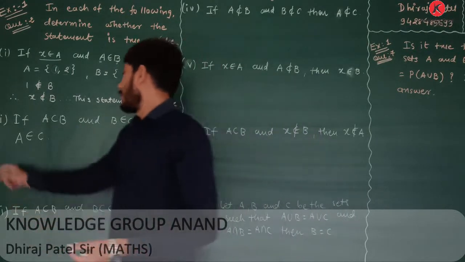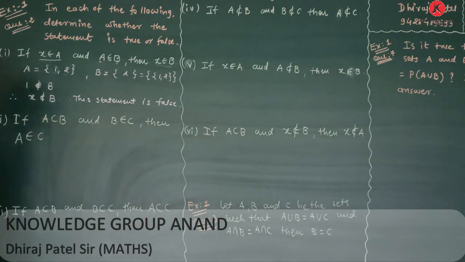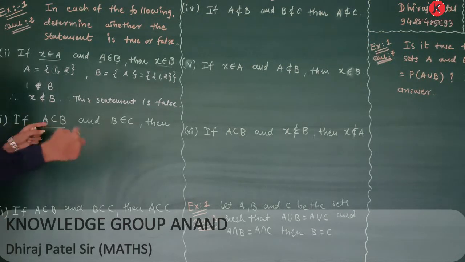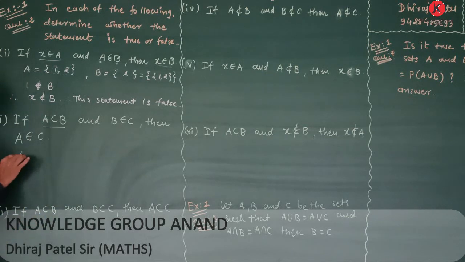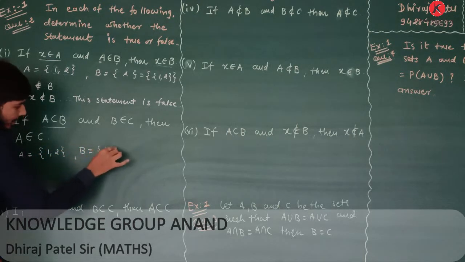Clear? Next one, the second question. If A subset B, I am taking sets A and B such that all the elements of set A are in B. That means A subset B. Then taking set A equals {1, 2}, set B equals {1, 2}.